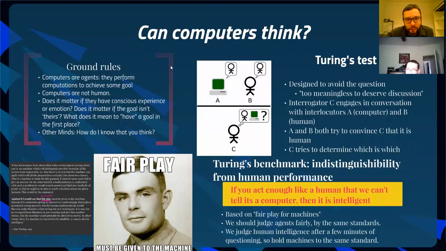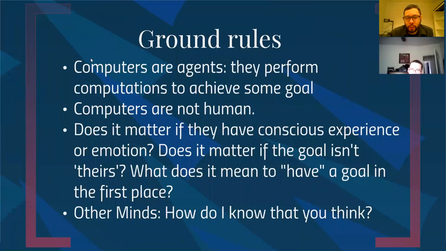So let me lay out some ground rules. The question: can machines think? First of all, computers are agents. Computers are agents in the sense that they do things. They perform actions. They perform computations. Those computations are designed to achieve some goal. They have a program that they're running. The fact they have a program that they're running makes them agents. It doesn't make them human agents. So there are lots of differences between the kind of agents that computers are and the kind of agents that humans are.